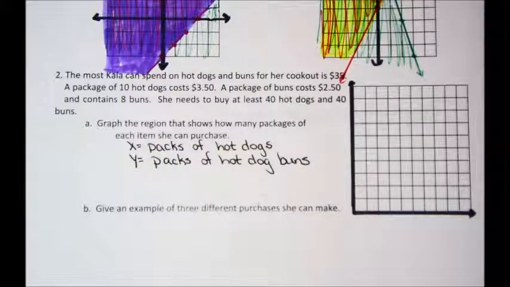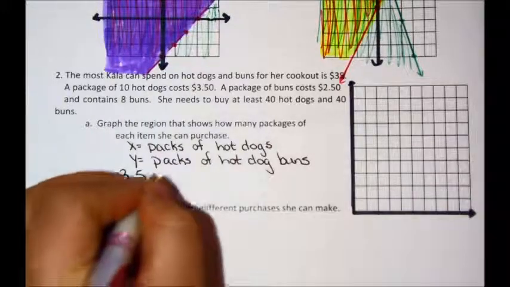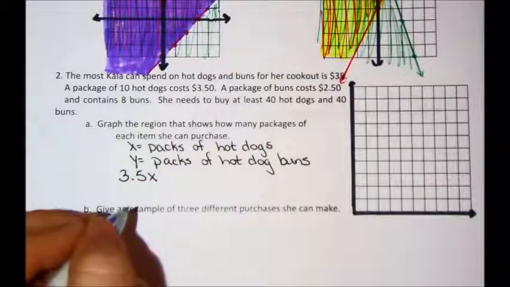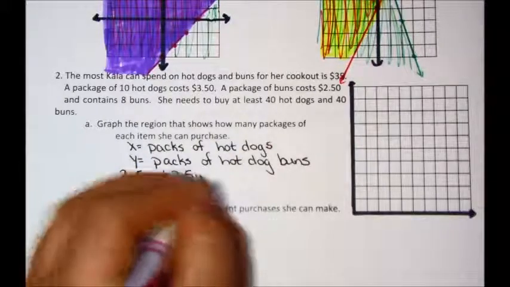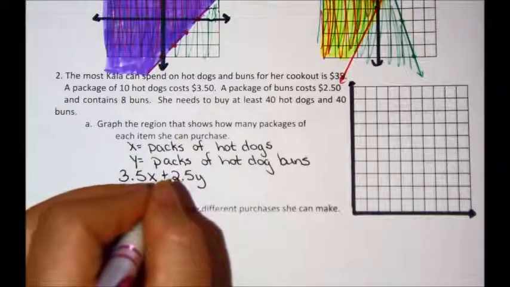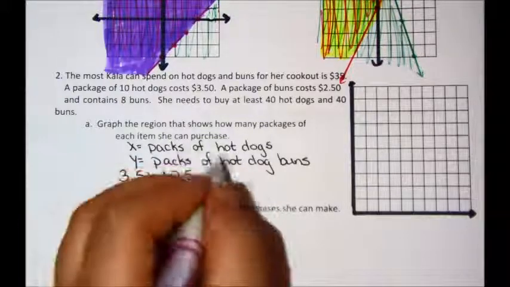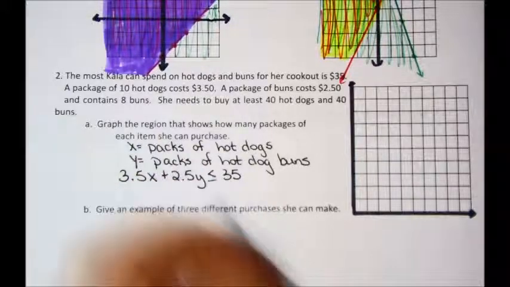The first inequality we can create has to do with the amount of money spent. If I take $3.50 and multiply it by the number of packs of hot dogs, I should get the total amount that she has spent on hot dogs. So 3.5x represents how much she spent on hot dogs, plus 2.5y represents how much she spent on hot dog buns. We know that the most money she can spend is $35, so I can represent this inequality with a less than or equal to symbol.